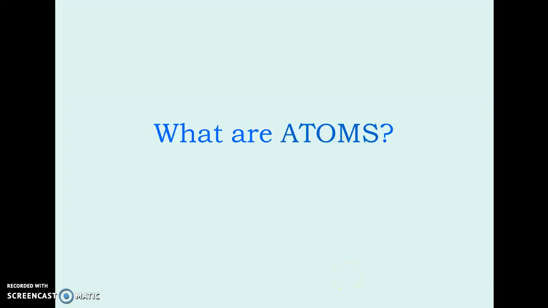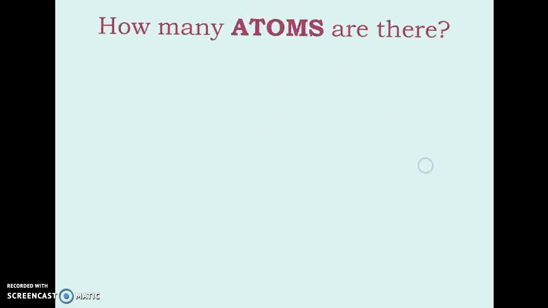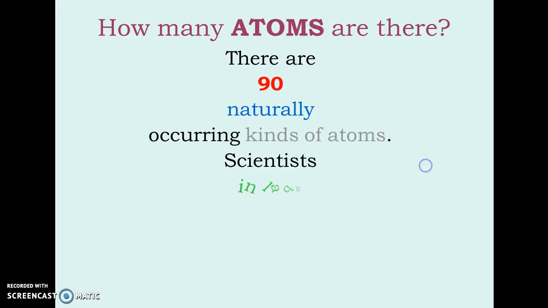Our lesson today is about atoms. But exactly what are atoms? Atoms are the basic building blocks of matter. How many atoms are there? There are 90 naturally occurring kinds of atoms.